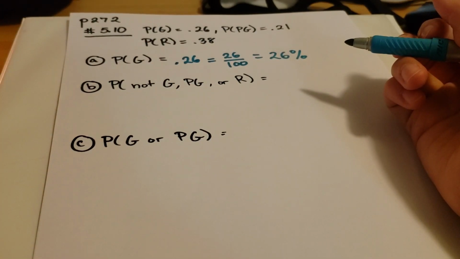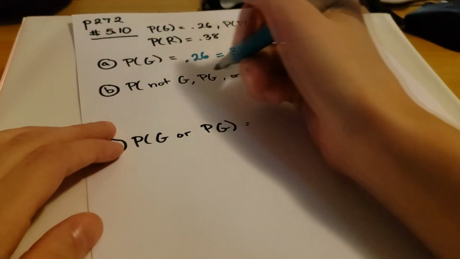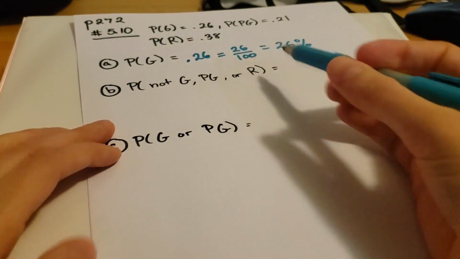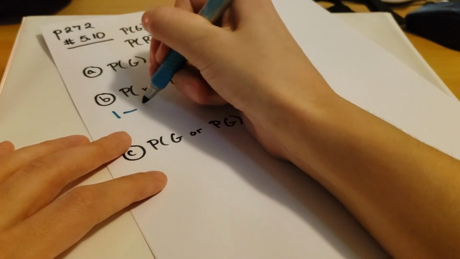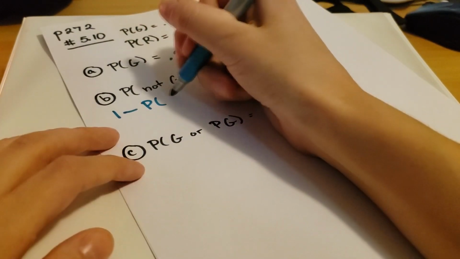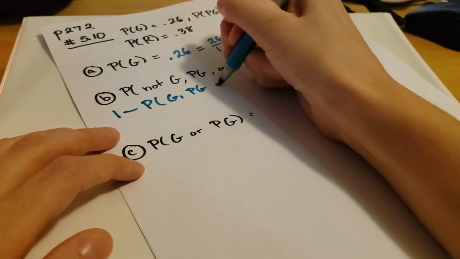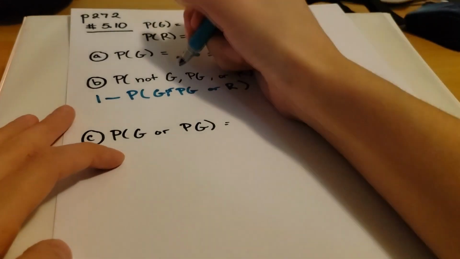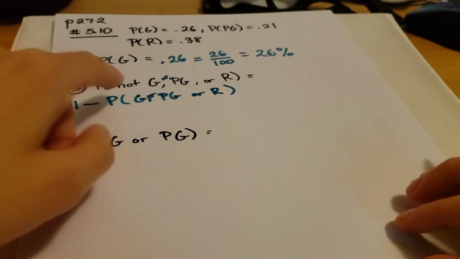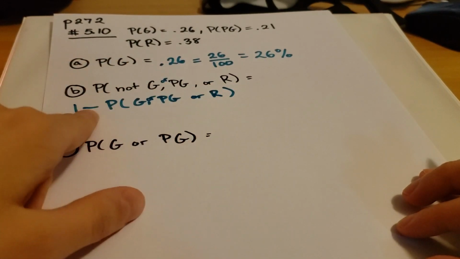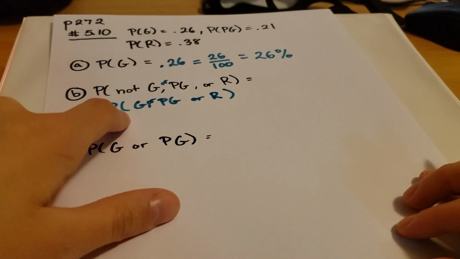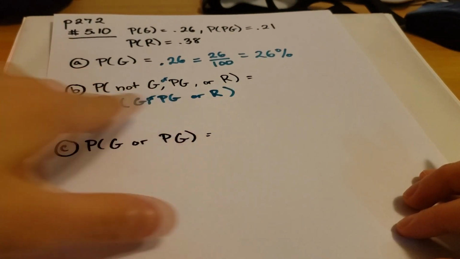Okay. So in order to do that, this is going to be, right, 1 minus, this is like the complement of the probability that we get something rated G, PG, or R. So we can do 1 minus the probability that it's rated G, PG, or R. Yeah, we put extra ors in here. Okay, so not G or PG or R. To find that probability, we're going to subtract the probability that it's G or PG or R from 1.